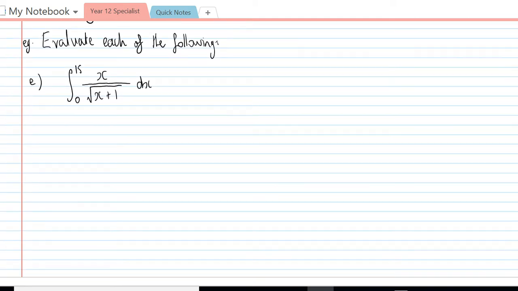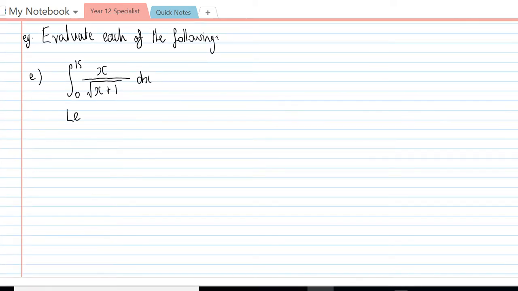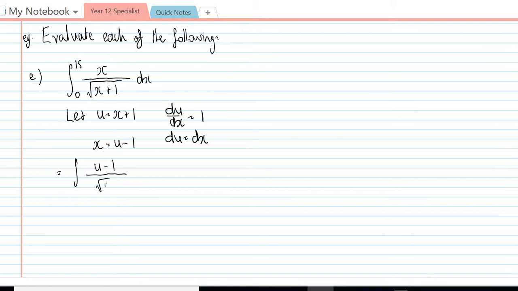So in this process, I'm going to let u equal x plus 1. That means that du dx equals 1, which means that du equals dx. The other thing I'm going to notice here is that if I rearrange this u equals x plus 1, it gives x equals u minus 1. So I'm going to make the substitutions back into my integral. So that's going to be u minus 1 in the numerator divided by the square root of u du.